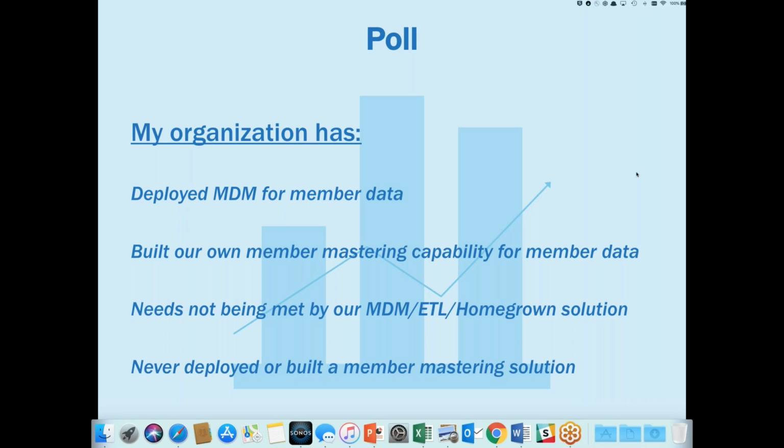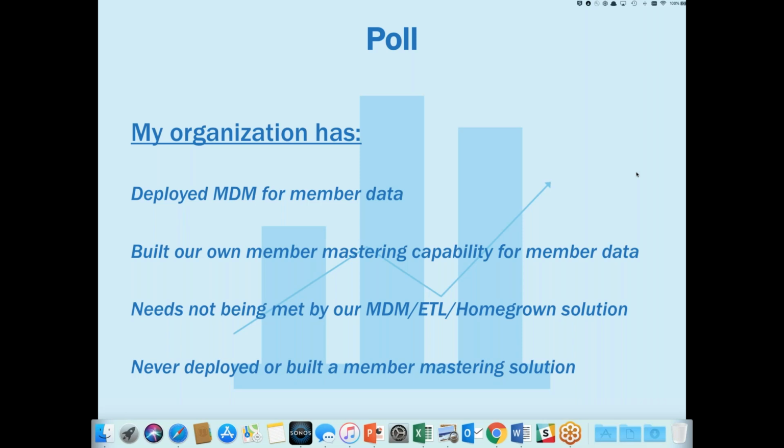There are a couple of attendees saying the needs aren't being met by the MDM or ETL homegrown solution. That's also not surprising. And then there's actually a fair amount of folks saying they never deployed or built a member mastering solution, and that's frankly not all that surprising.